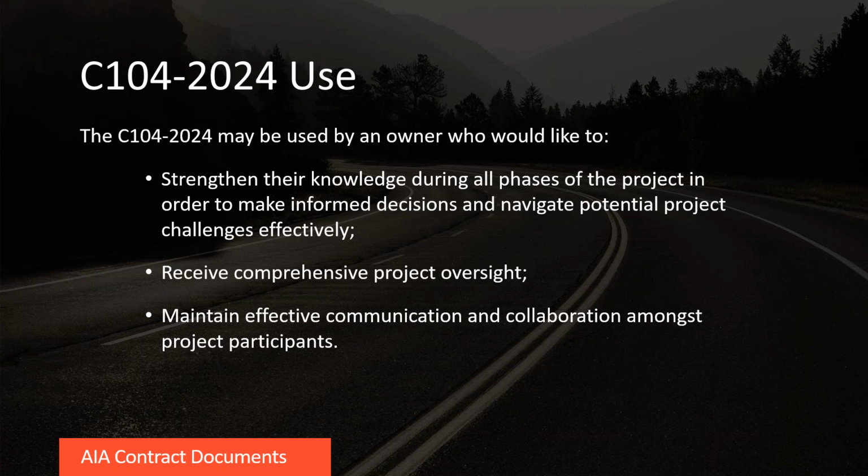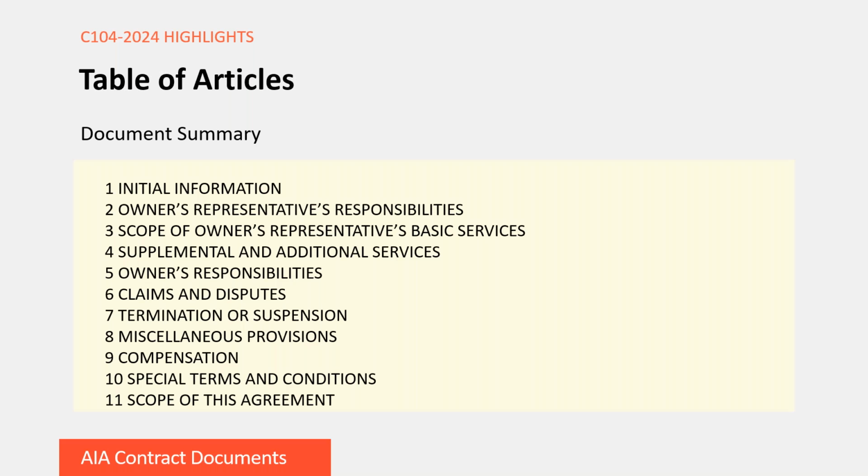So this is a brand new document from us for 2024. Is it structured similar to our other offerings? It is. While the document is a new offering by the AIA Contract Documents program, the C104 2024 is structured in the same predictable fashion that's expected by our users.